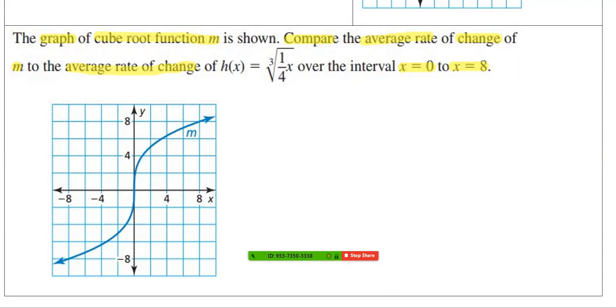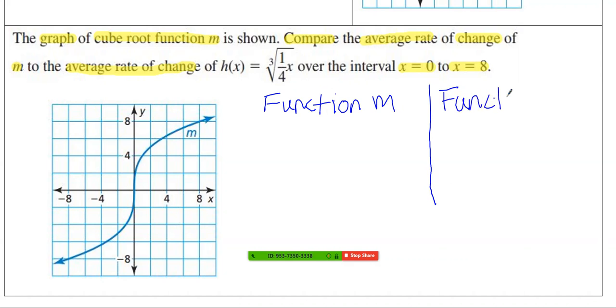So it looks like we have two separate graphs here, right? Or two separate functions. You have function m, which we have a graph of, right? And then I'm going to make a line here, separate the two. And then we have function h. And what are we doing? We're comparing the average rates of change.